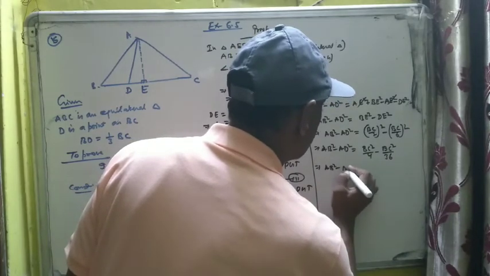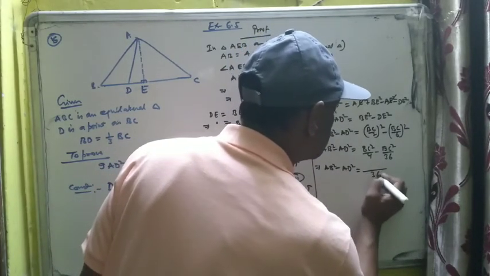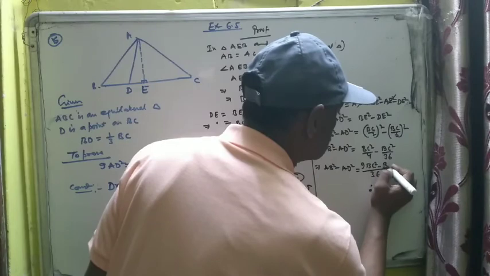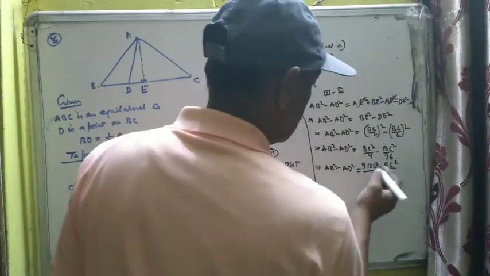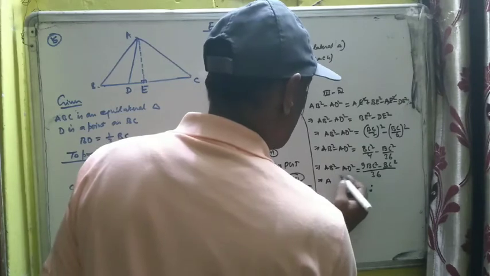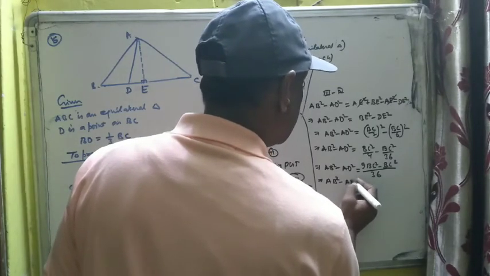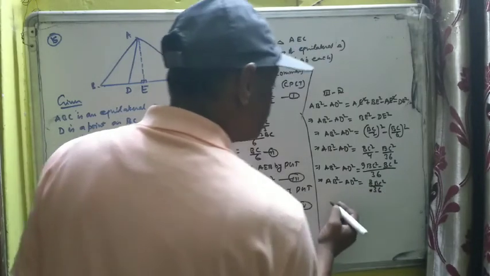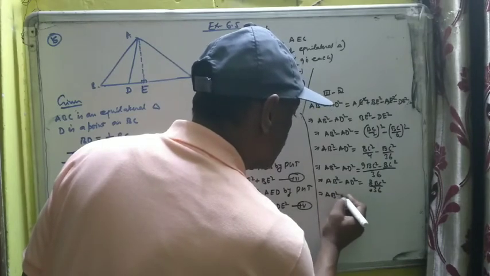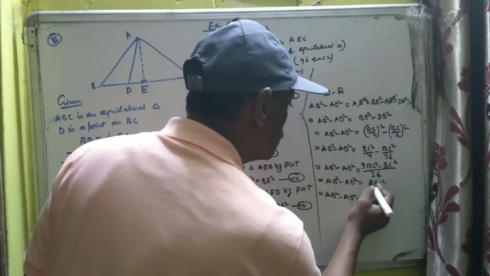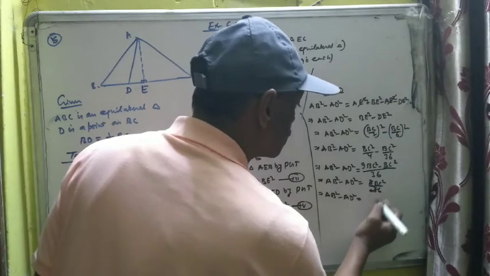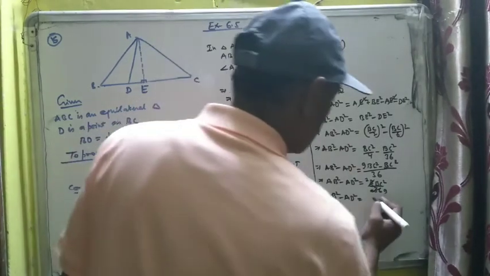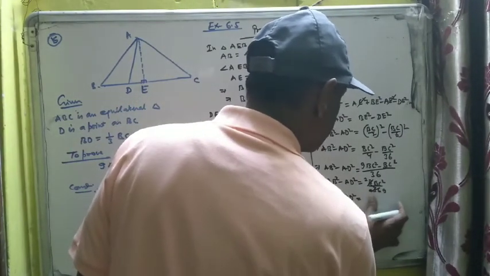Again, AB square minus AD square equal to, 36 is the LCM, 9 BC square minus BC square. It is now 9 minus 1. AB square minus AD square equal to 8 BC square upon 36. Make it cancel, 4 twos are 8 and 4 nines are 36, equal to 2 BC square by 9.